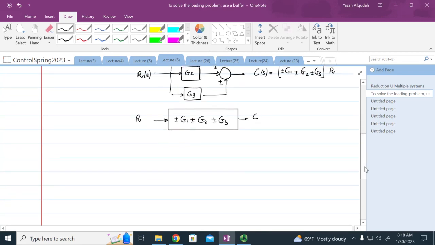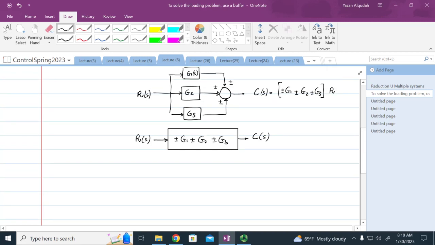Okay. The next form is the... Sorry, go ahead. R is R of S, not R as in the resistor, correct? R of S. Okay. In general, R of S, C of S. Yeah. And the same thing with G1, G2, G3: G1 of S, G2 of S, G3 of S. Everything is a function of S.